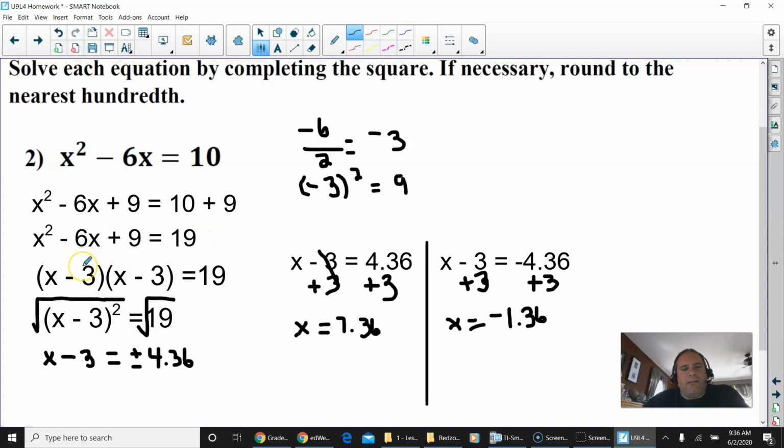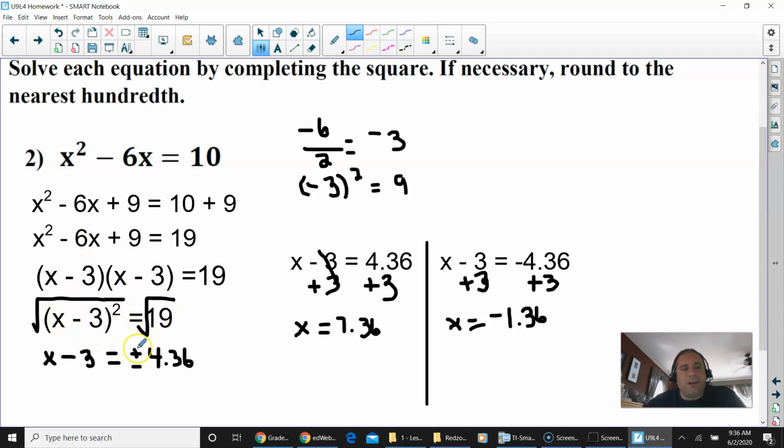When you factor x squared minus 6x plus 9, you get x minus 3 times x minus 3. -3 times -3 equals +9, and -3 plus -3 equals -6. And you see how it's the same. x minus 3 squared equals 19.